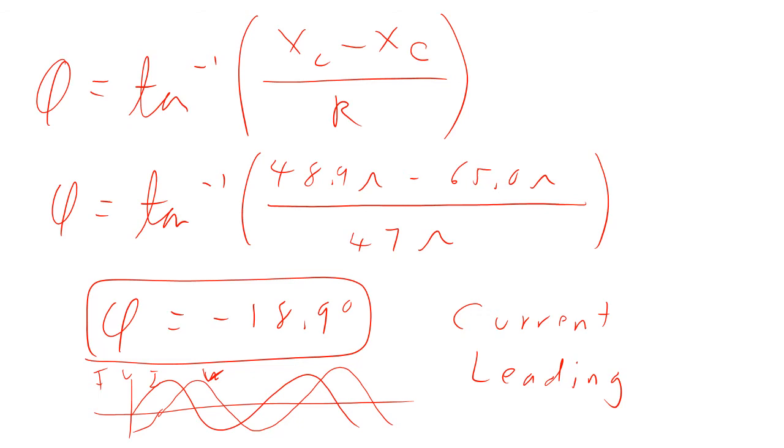All right, and we also knew that that had to be the case. Well, how did I know that was the case? Well, I knew that XL was 48.9 ohms and XC was 65 ohms. Notice the XC is bigger. That means that this circuit is more capacitive than it is inductive. And so that would indicate that the current leads, because the current leads in a capacitor.